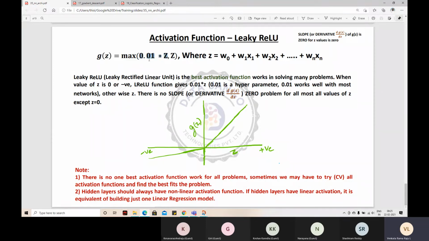Can you think? If the slope is 1, what happens to the activation function? It is the max of 1 times z, comma z. What happens? It is always constant. It is the linear combination itself, right? It's a linear equation of your weights and inputs. It is not a non-linear equation. It is a linear equation.